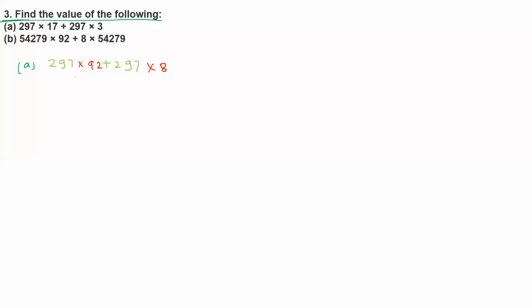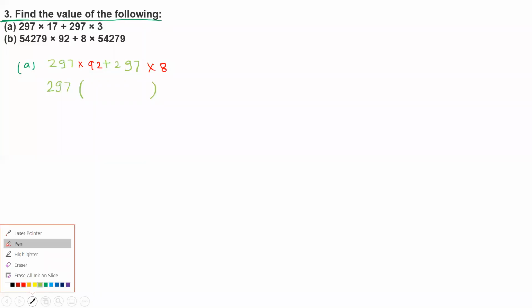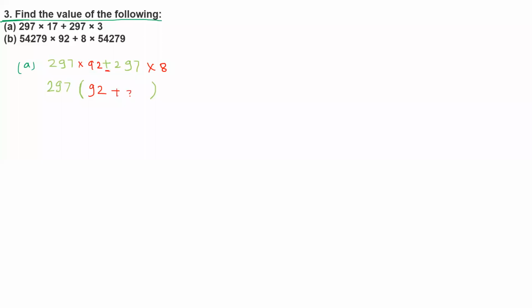297 is common. So write 297, which is common, and then place a bracket. Inside the bracket, write the numbers which are not common, which I have shown with red color. Write 92 plus 8. Is it okay? This is very important to understand. First of all, you have to see which number is common.